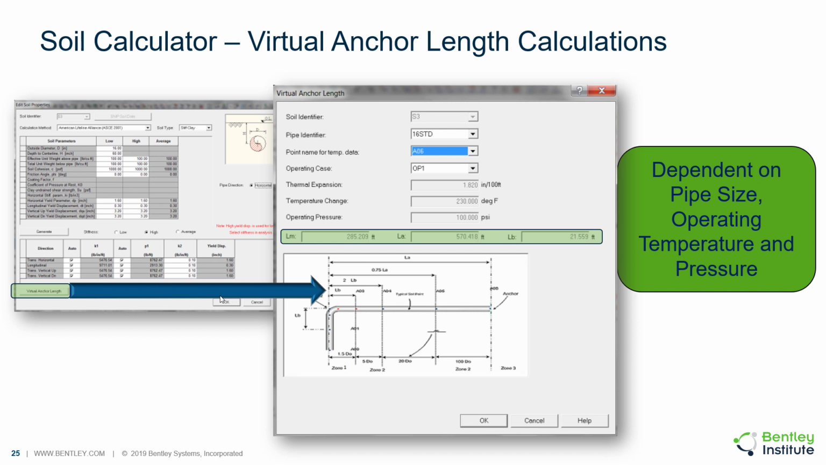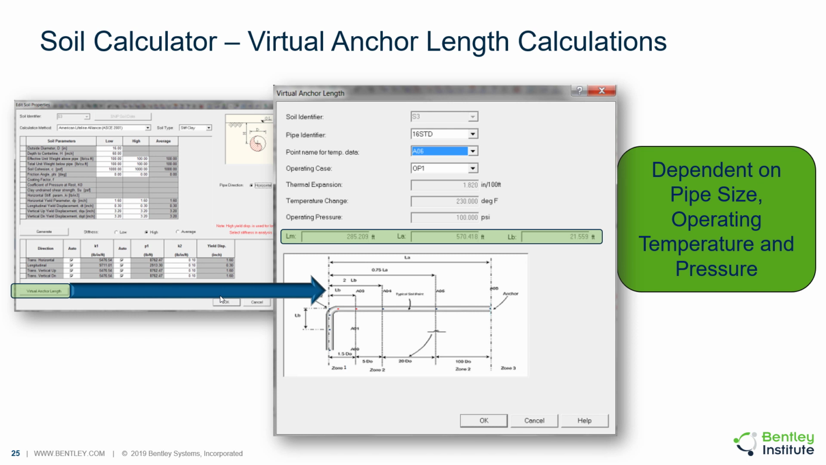The virtual anchor length can be defined by selecting different pipe identifiers or operating cases. Keep in mind that the soil stiffness values are required to be generated before AutoPIPE can calculate the virtual anchor length because they're used in these calculations. The LM, LA, and LB values that you see highlighted in green here are the maximum slippage length, the virtual anchor length, and the length of zone 1, respectively.